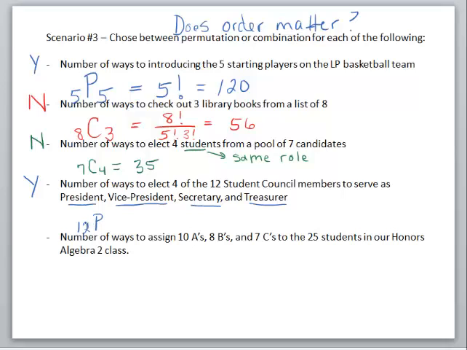So this is the number of permutations of 12 things taken 4 at a time. I have 12 different students, so I have 12 different options for the first president, then I have 11 options for the vice president, secretary has 10, and then treasurer has 9. This is going to be equivalent to 11,880 different ways.